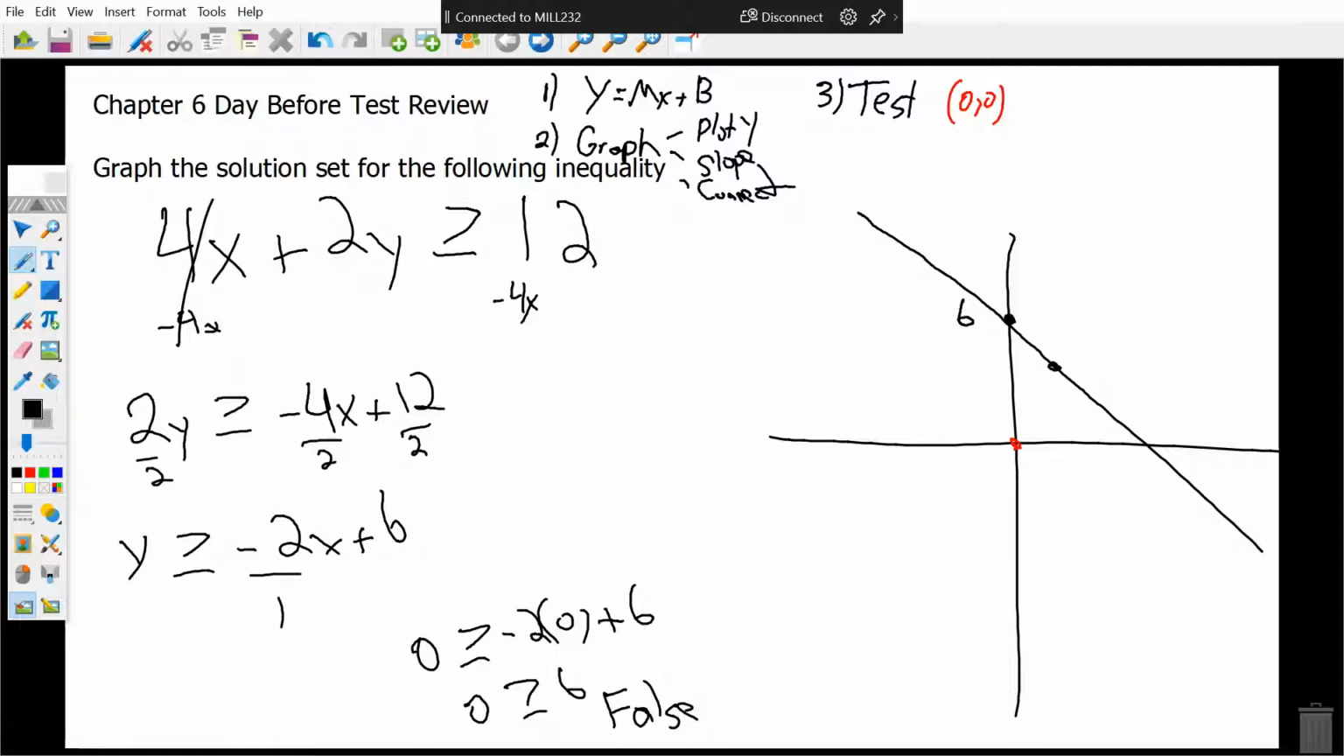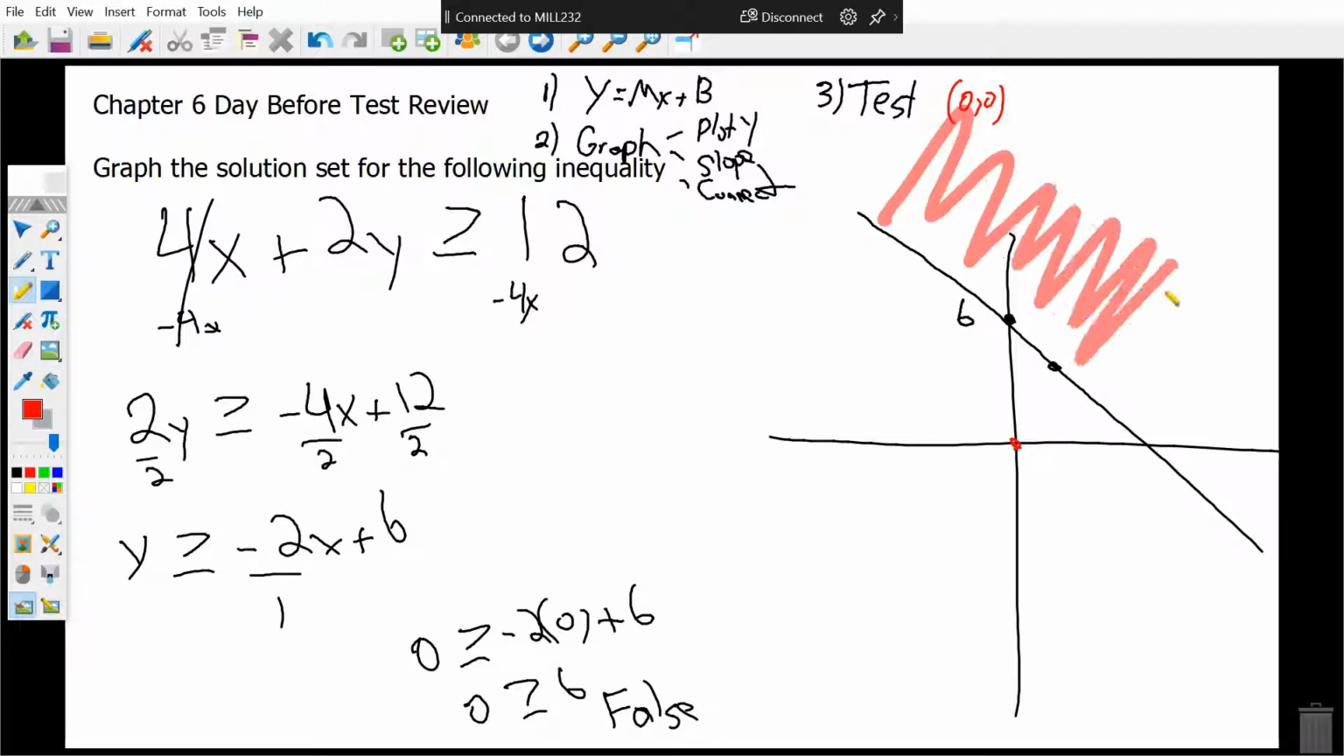This test failed. If the test fails, that means that because this point was below the line and the test failed, everything below that line also fails. So if the test fails, we go to the opposite side of the line, we color in that solution set, and we're finished. So now let's get you to try one on your own.